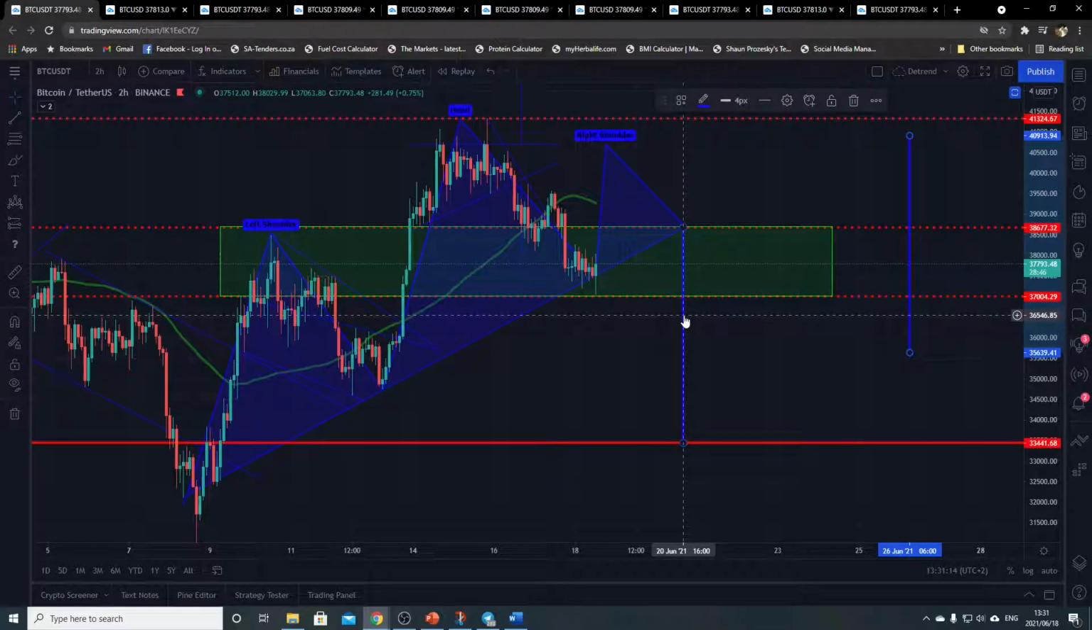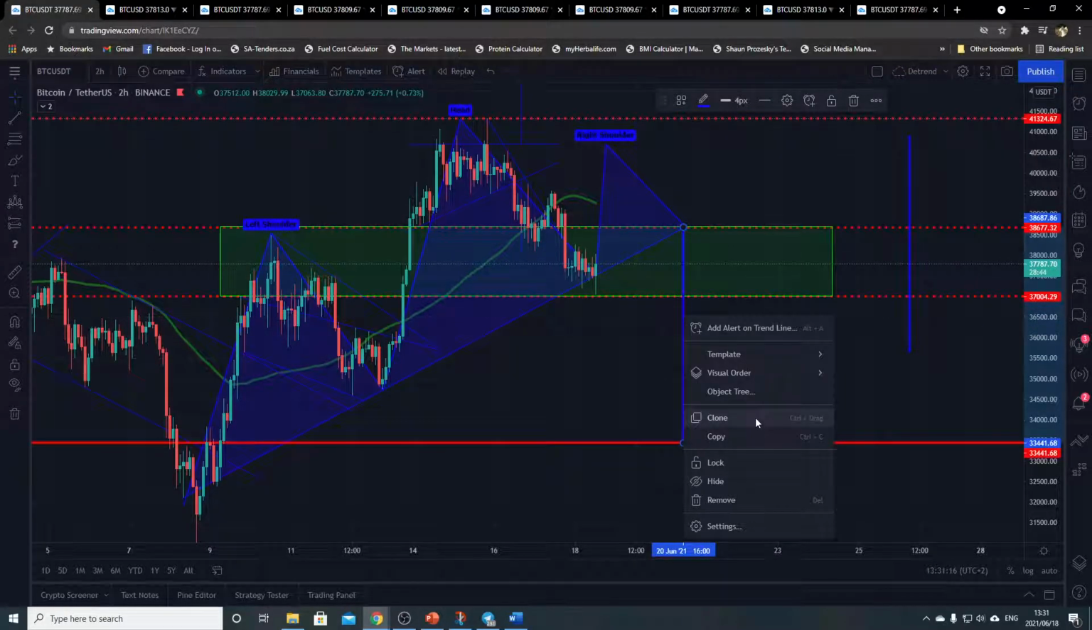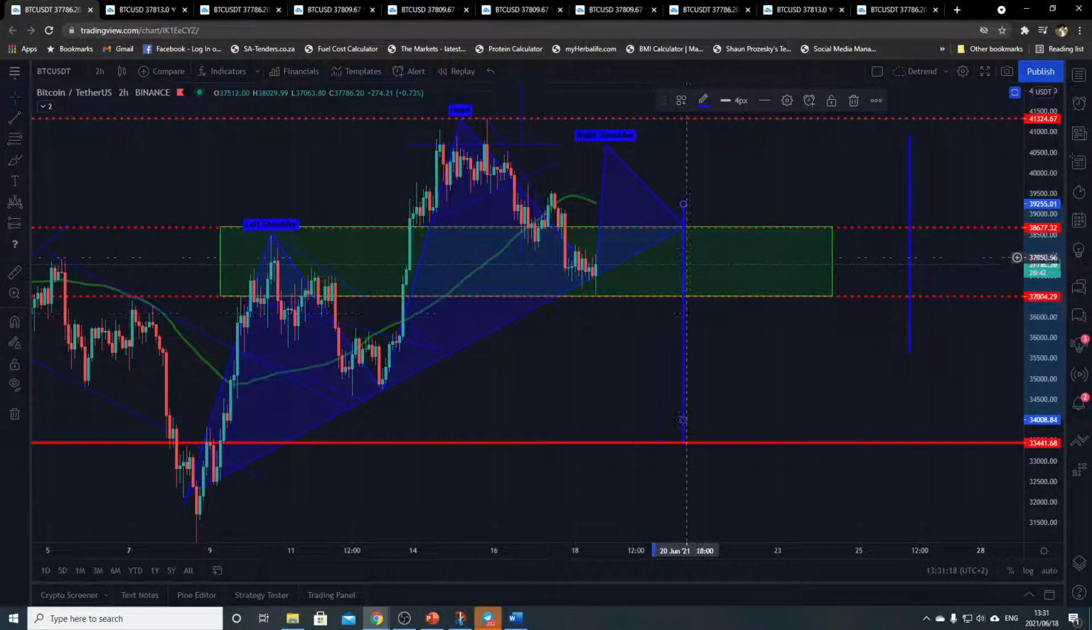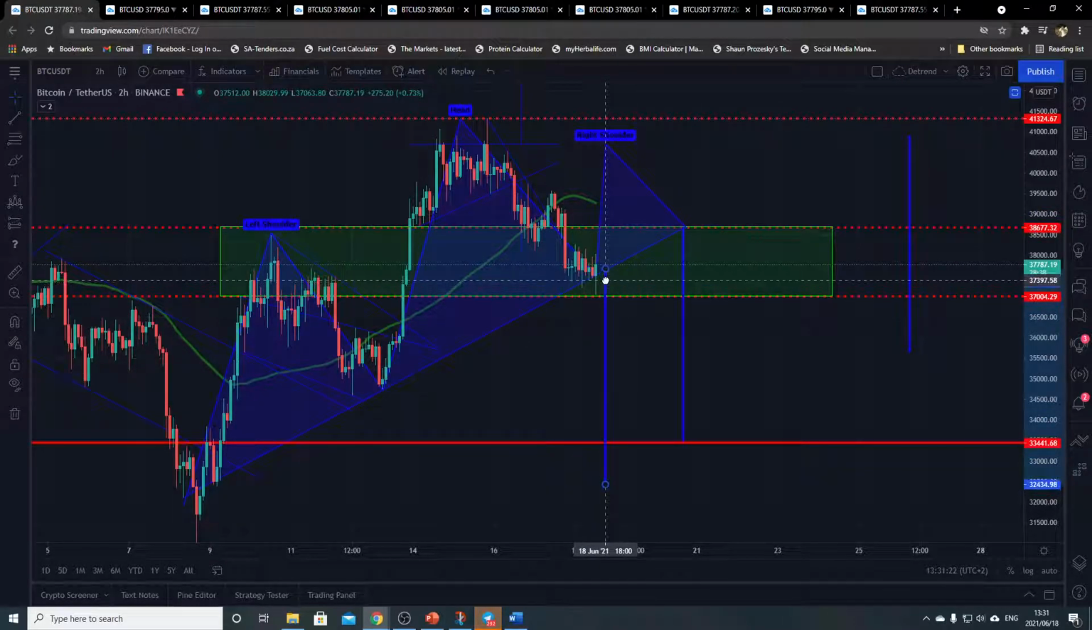I'm going to put that to the side. So what we can actually do, we could go right click and we go clone, because we know it's the same size or the same length, and we're going to place our target over here. I'm only going to place it over here, okay, because we're not breaking this level area now, not breaking this trend line yet. We haven't broken it yet, okay.